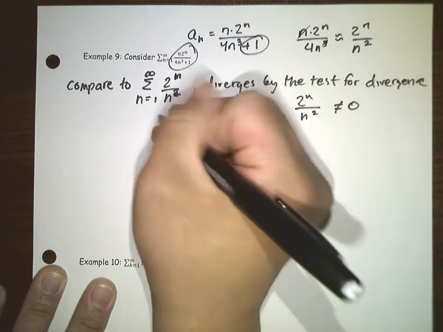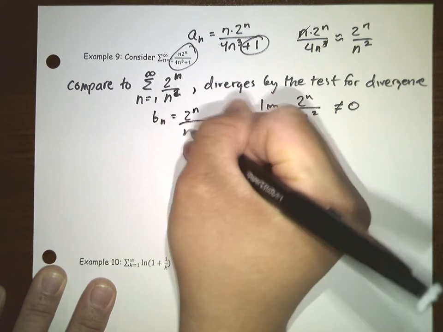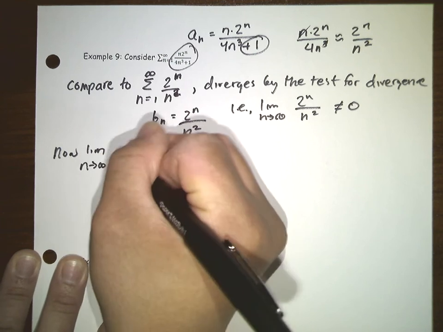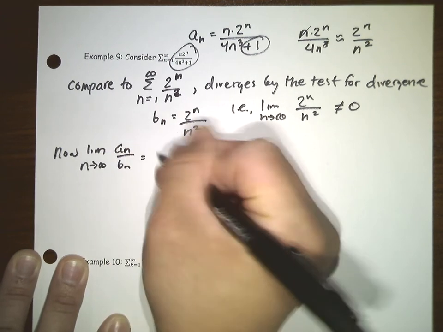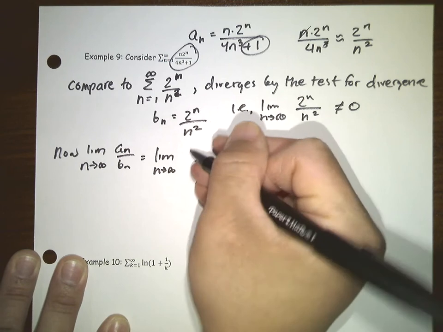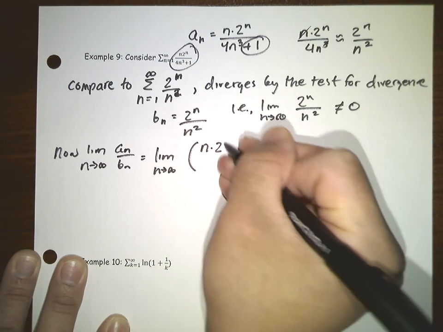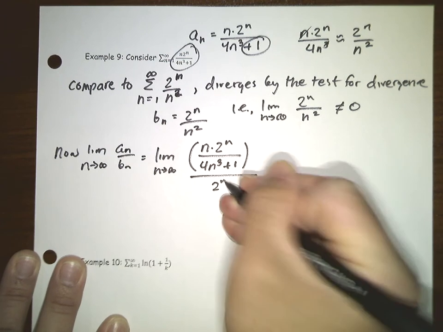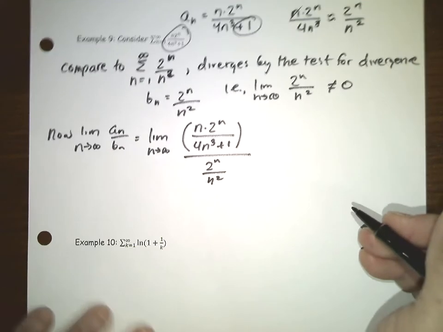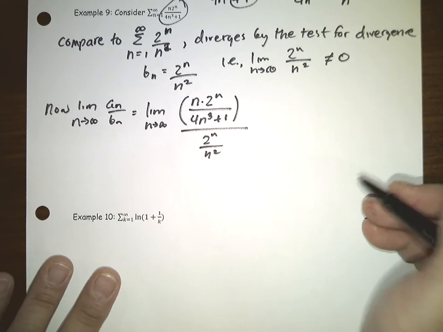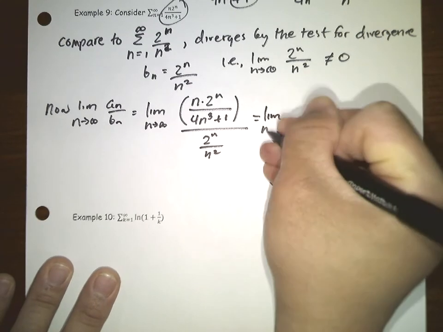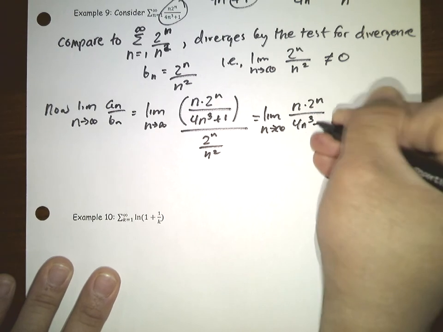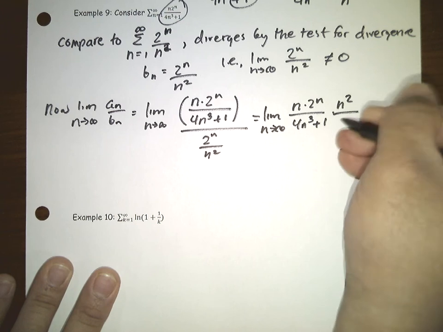So now we'll call this bn, 2 to the n over n squared. Now the limit as n goes to infinity of an over bn is the limit as n goes to infinity of an, which is n times 2 to the n over 4n cubed plus 1, over bn, which is 2 to the n over n squared. Then just like in the other examples, I'll multiply by the reciprocal. So this is the limit as n goes to infinity of n times 2 to the n over 4n cubed plus 1, times n squared over 2 to the n.